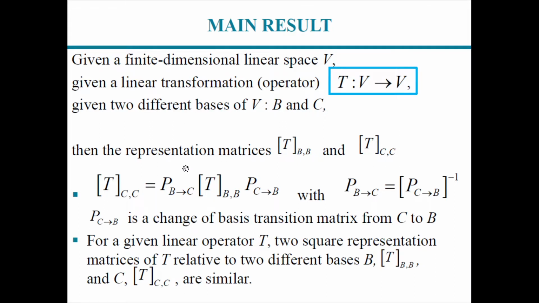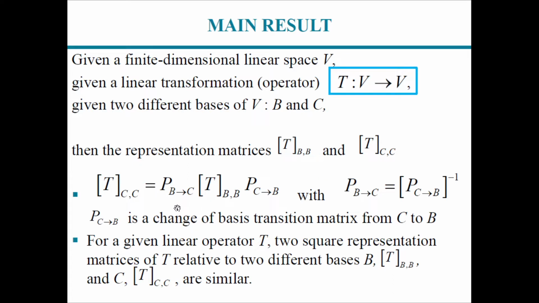So what's the relationship between the representation matrices of the same linear operator relative to two different bases? Remember, when we have the same domain and codomain, then for the linear transformation we have a special name, and we call it a linear operator, just to make sure that we know that the input space and output space are the same. So what happens to two representation matrices of the same linear transformation, but these two representation matrices are relative to different bases?